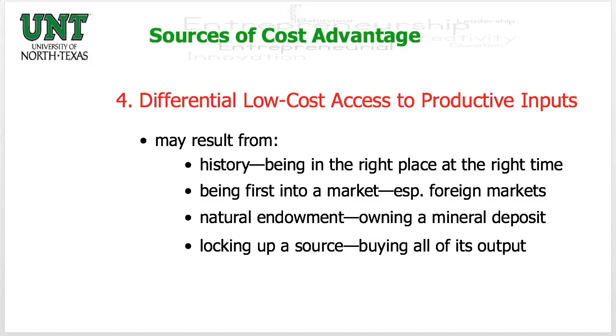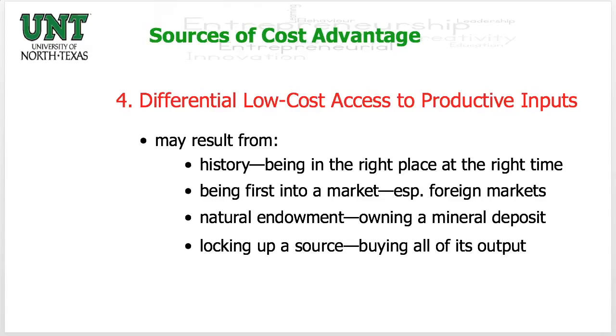The next one is differential low-cost access to productive inputs. Right? First one is history. This is kind of like a first mover advantage. You just get lower costs because you're the first one in the market to lock things down. And then, of course, that leads formally into the next one, being first into a market. You have other advantages from being first into a market, having a first mover advantage. Right? History is just kind of being lucky. You don't really know that it was going to be such a prosperous industry. First mover advantage is more of a concerted effort to get to market before the competition.